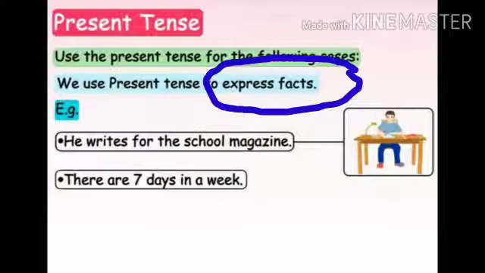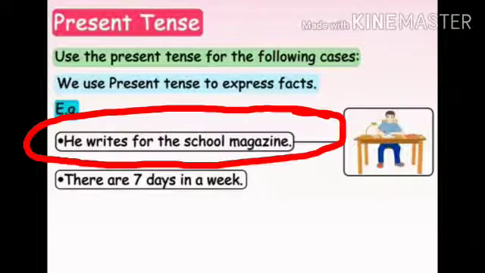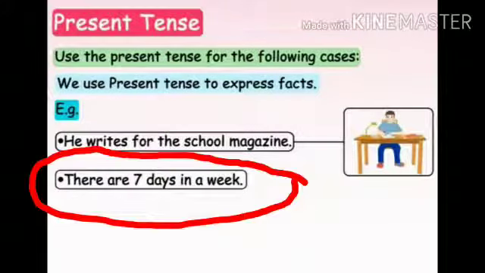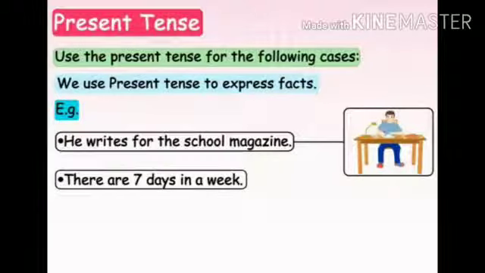We use present tense to express facts. Example, he writes for the school magazine, and this is a fact, he is writing for a school magazine. There are 7 days in a week, and all of you are well aware of this fact, there are 7 days.